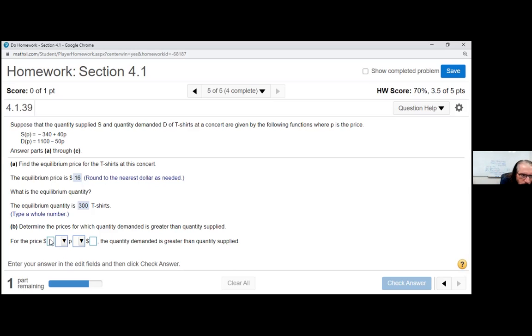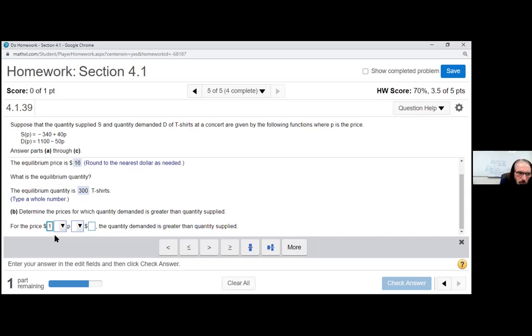That's weird. $16. See what options they're giving here. Quantity demanded. P. It's not giving me the choices I expected. Less than 16.